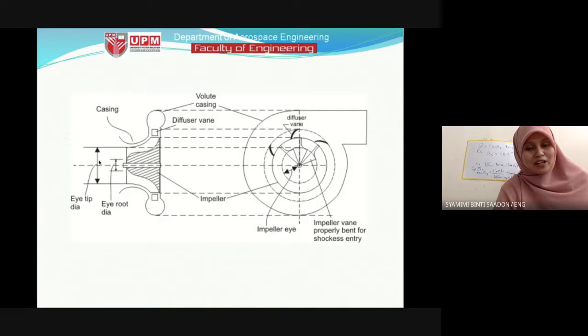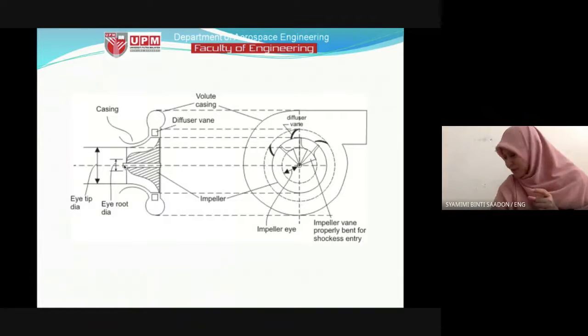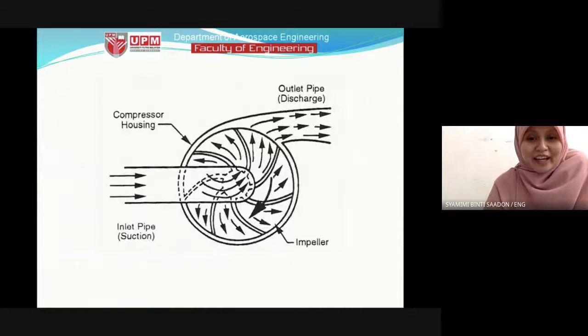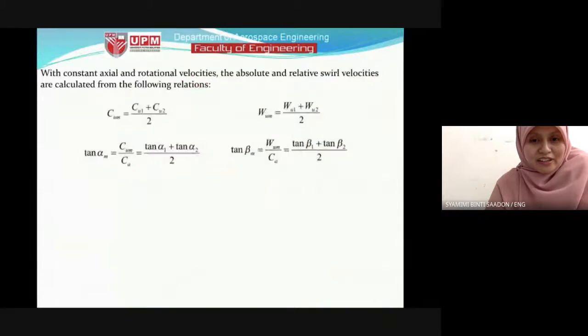So that's why, when we calculate the mass flow rate, the area, you have to take into consideration the whole diameter, the tip diameter minus the root diameter. So like this, it enters at the center and it comes out radially, depending on the radius. Radially.